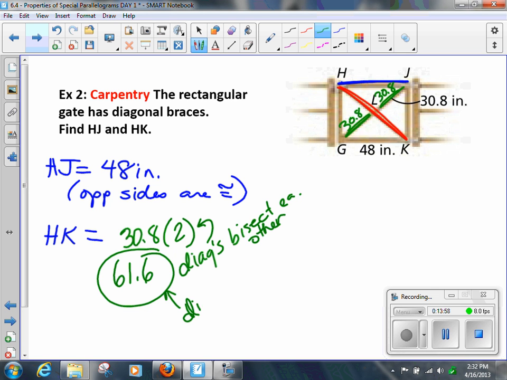And diagonals are equal. They are congruent. They equal the same thing in a rectangle. Folks, does this make sense? Decent, okay so far? Write this down.